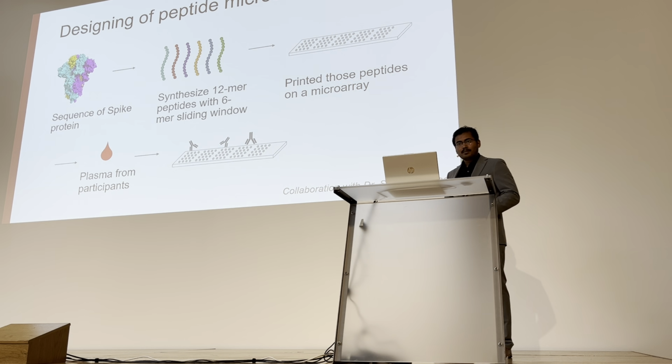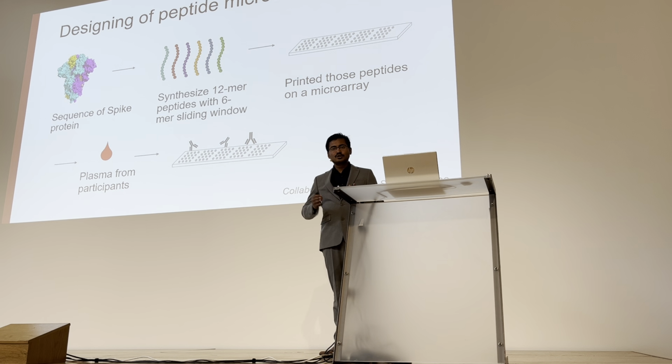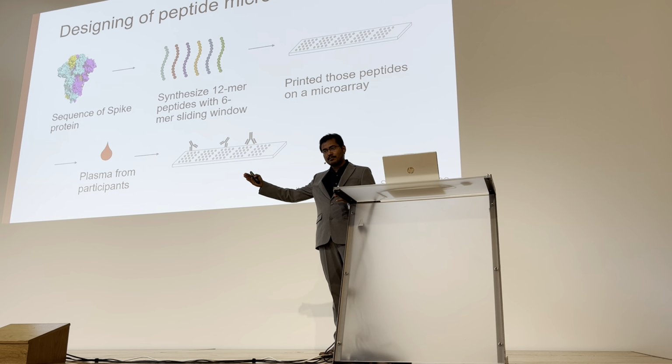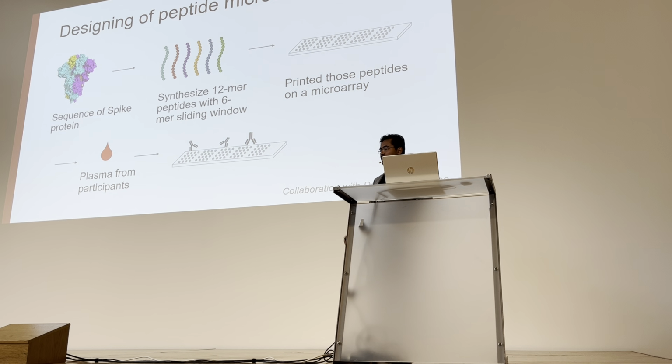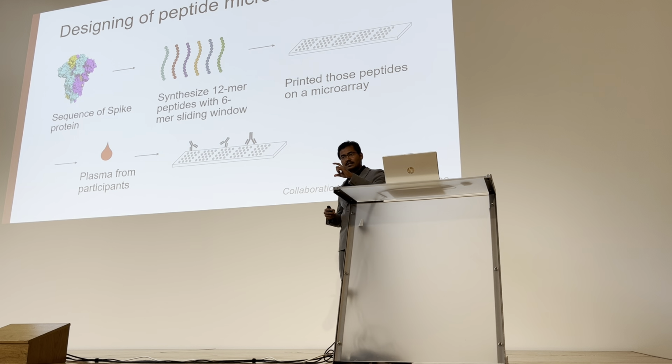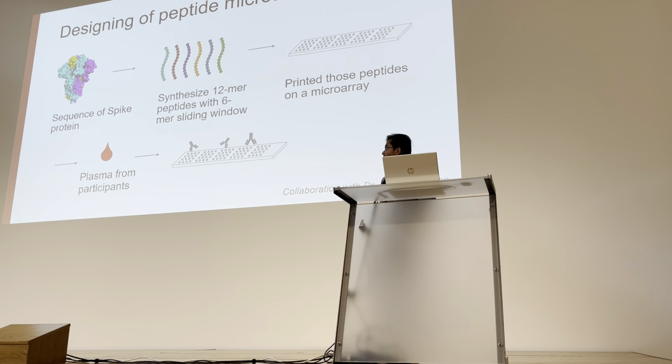So we did a peptide microarray. What we did is we took the spike protein and we chopped it into small peptides of 12-mers with a sliding window of 6-mers. Once we had these peptides, we synthesized them using the peptide synthesizer and then printed them on the microarray and probed it with the serum and tried to see which regions of the spike protein they are binding to.